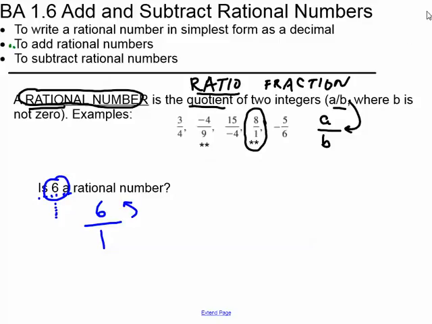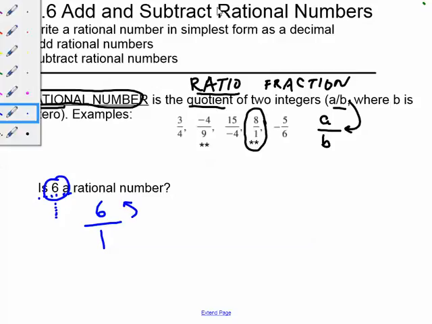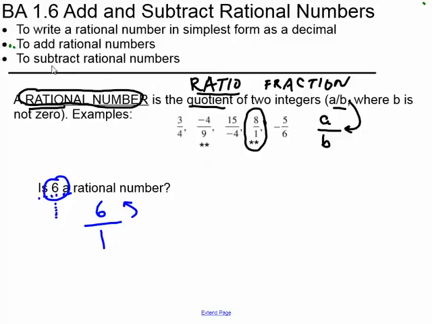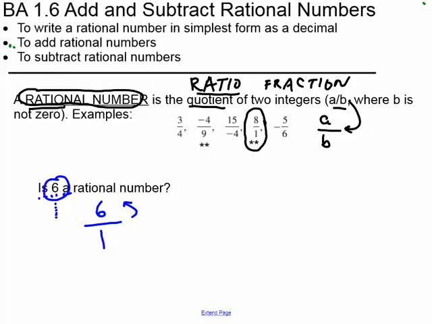Alright, last video for 1.6, and our topic is adding and subtracting rational numbers. We've done these in previous videos, written a number in simplest form and as a decimal, and adding rational numbers. We're going to get more practice converting to common denominators, or lowest common multiple of the denominator, when we subtract.